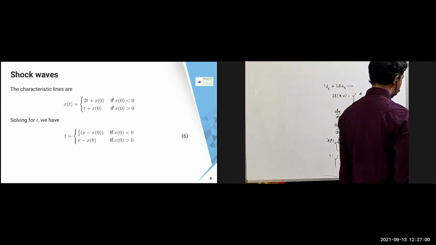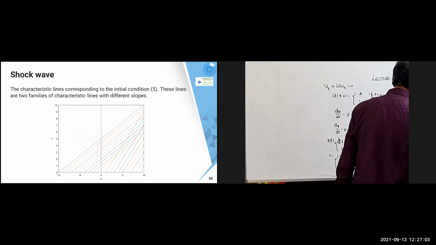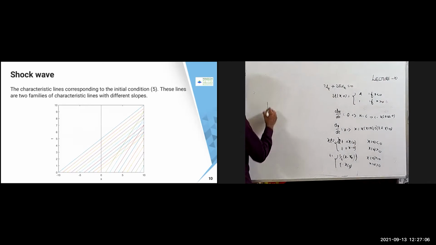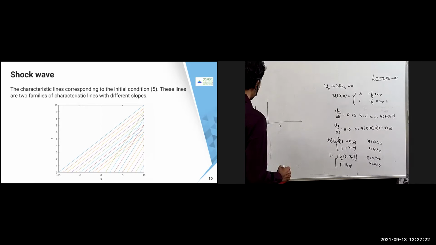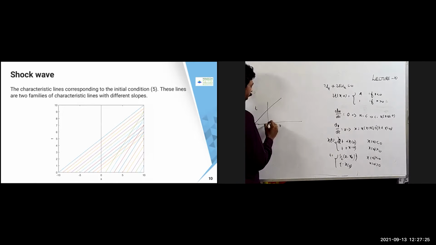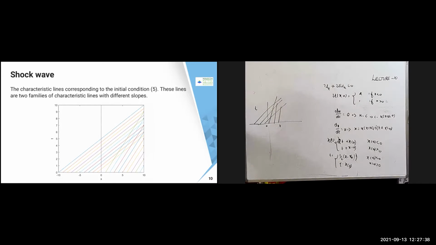Okay. Now what is going to happen? Let us draw the graph again. So in this case, again we are going to get two characteristic families. Now this 0 is here, x is here. So let us forget about this one. So t is going to be that. This is going to come here, and this is going to have a high slope. So you are going to have it like this.